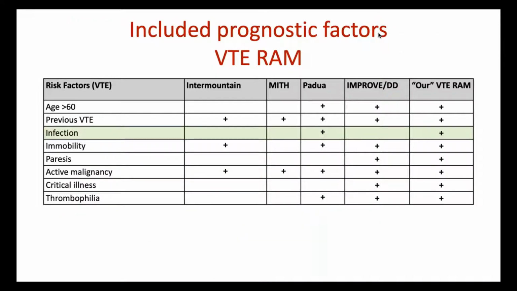Based on this process, and in comparison to other widely used models, we included 8 risk factors in our final VTE risk assessment model, including age greater than 60, previous VTE, infection, immobility, paresis, active malignancy, critical illness, and thrombophilia. Infection was an additional important risk factor that was considered in the Padua model, but not in the other risk assessment models.